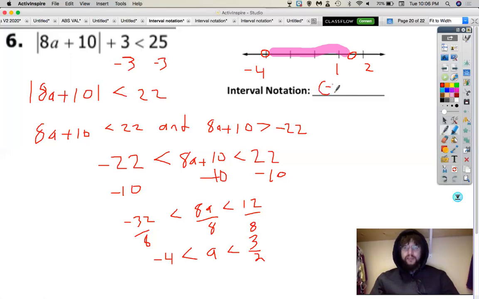Negative infinity. Oh wait, no we don't, do we? No. Negative 4 to 3 halves. Just put a fraction. No decimal place. Don't include it. Next.